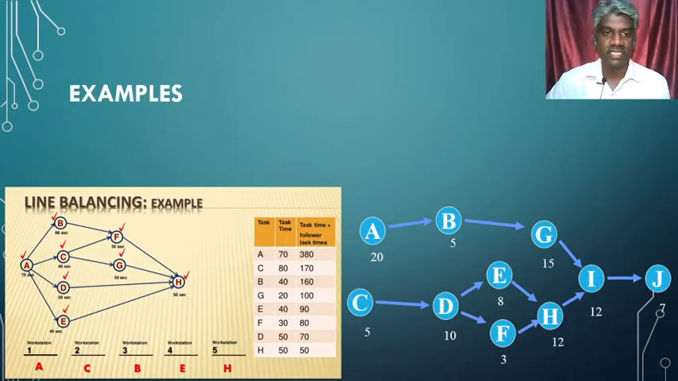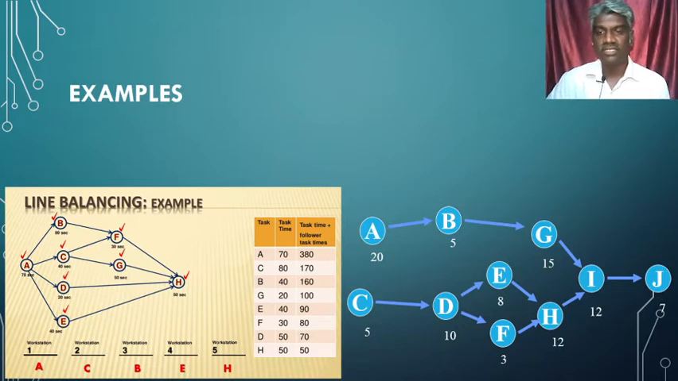The left side is one example where we have active tasks from A to H, and other tasks which follow A and finally end up in H are given, and the activity duration is also given. We need to balance this particular project so that all the workstations are equally distributed with time.